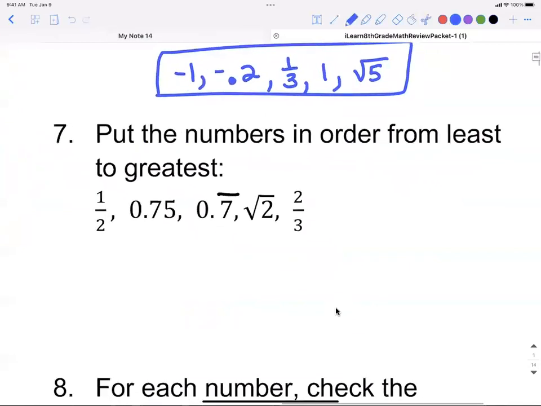Same thing, put the numbers in order least to greatest. So I've got to do the same thing again. 1/2, I can make 0.5, 0.75, 0.7 repeating, which means it's 0.77.